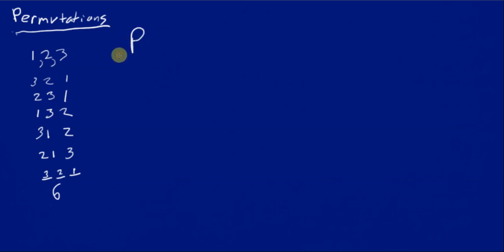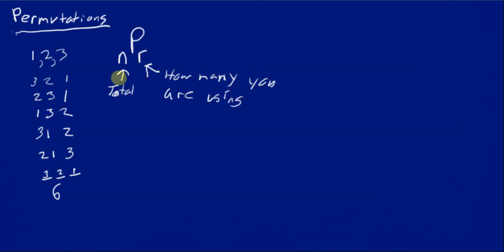It's going to be called the permutations of n items taken r at a time. So this is the total, and this is how many you are using. Now, today we're going to just stick with using the same amount. So n and r will be equal. But let me show you the formula for this. That is n factorial all over n minus r factorial. And this will make perfect sense for you.